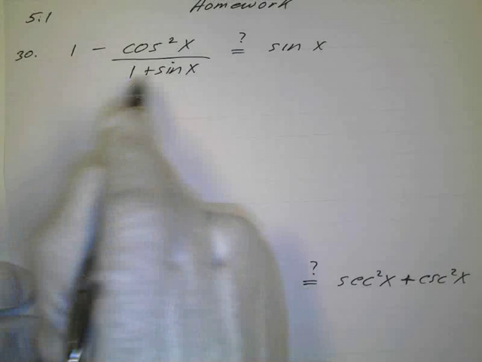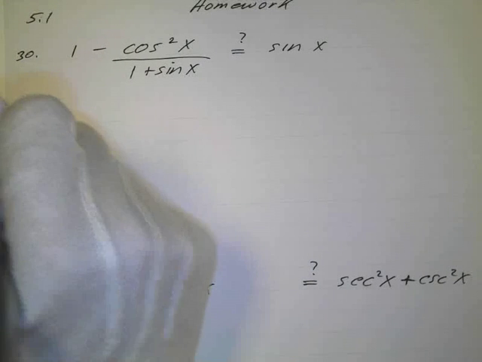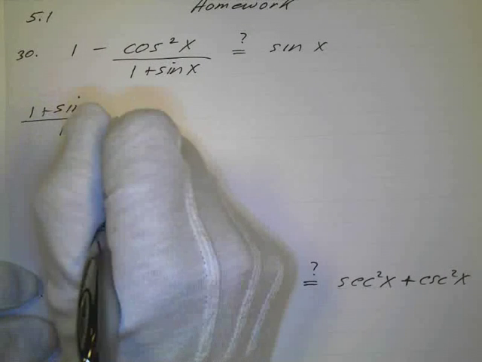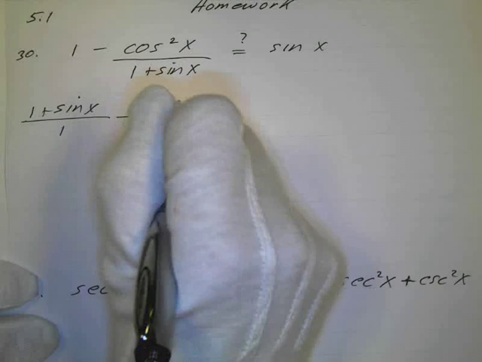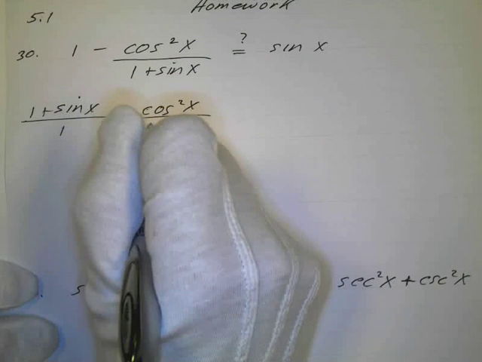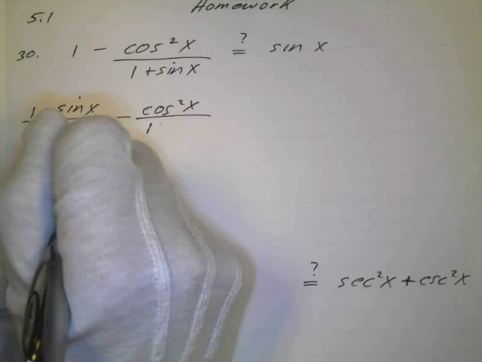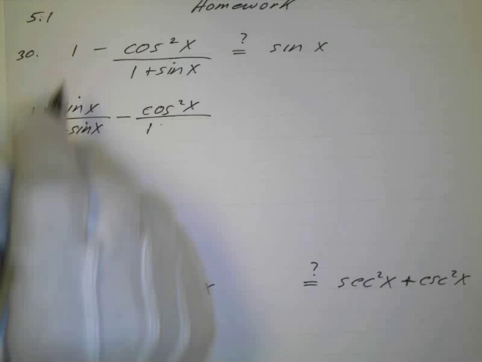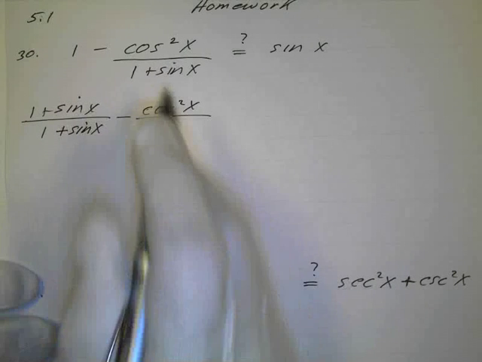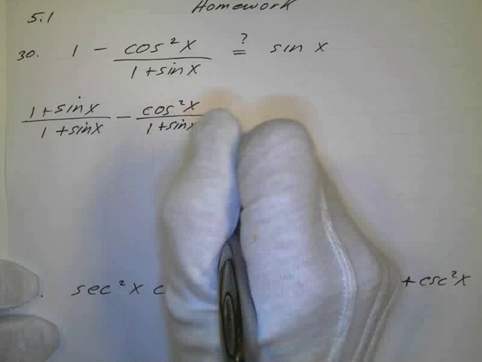So this 1, if I'm going to add to this, it's going to have the same denominator, so I'll write this as 1 plus the sine of x all over 1 minus cosine squared of x. I'm sorry, I should have said 1 plus the sine of x, pardon me. And that's 1. So I just rewrote 1 as 1 plus the sine of x over 1 plus the sine of x. And this stays the same, cosine squared of x over 1 plus sine of x.